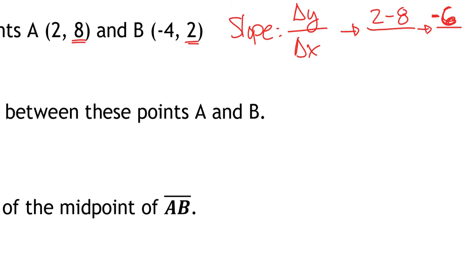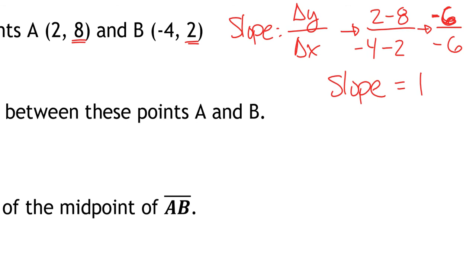And my change in x is going to be negative 4 minus 2. Negative 4 minus 2. That looks like negative 6 also. That's crazy. So that means that my slope is negative 6 divided by negative 6, or in other words, my slope is just the number positive 1. The slope is positive 1.